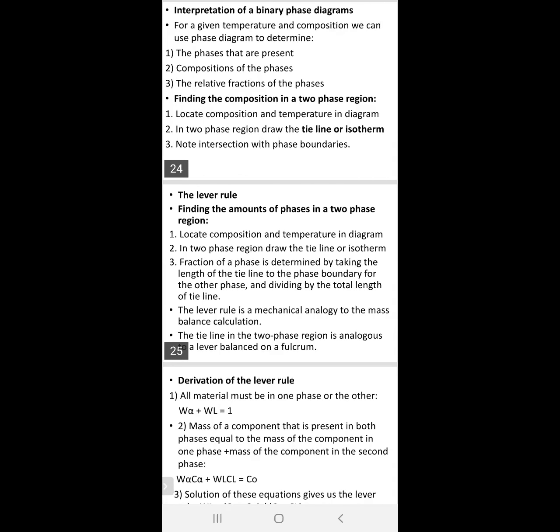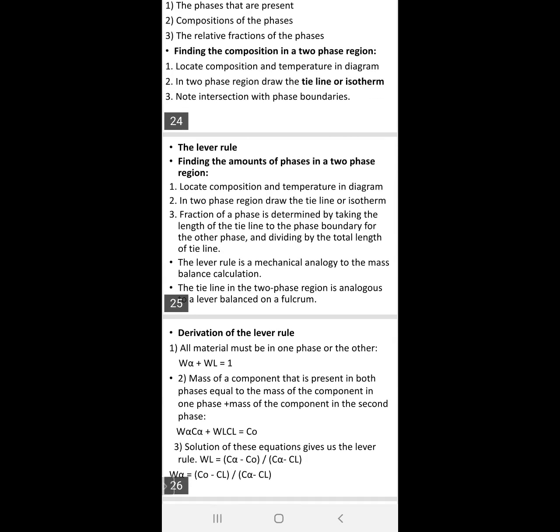Locate the composition and temperature in the diagram. First, in the two-phase region, draw a tie line, an isotherm. Next, the fraction of each phase is determined by taking the length of the tie line to the phase boundary for the other phase, and dividing by the total length of the tie line.